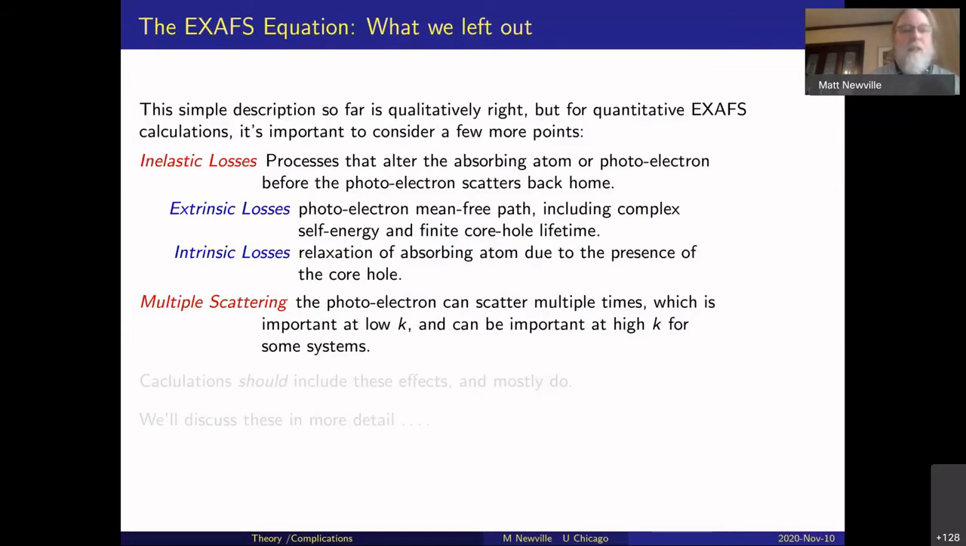And in addition, we just neglected the fact that the photoelectrons can scatter not only once from the neighboring atom, but multiple times from different neighboring atoms. And so multiple scattering can be important, at least at high K and at high distance. We should include these effects, and in fact, the calculations that we'll use from FEFF do actually include these effects, and we'll look into that in more detail.